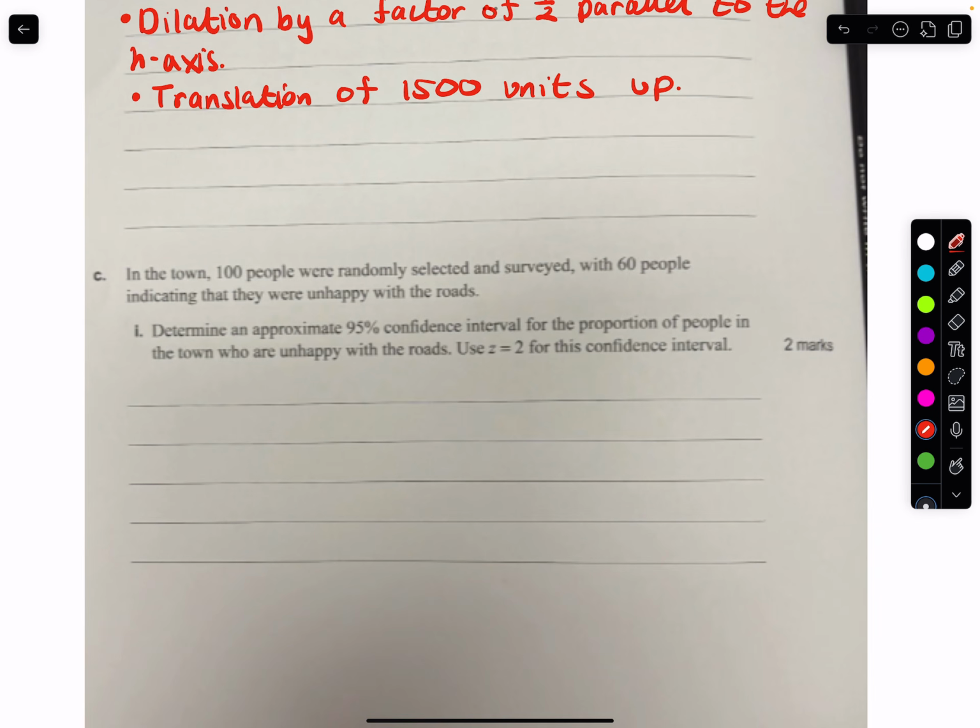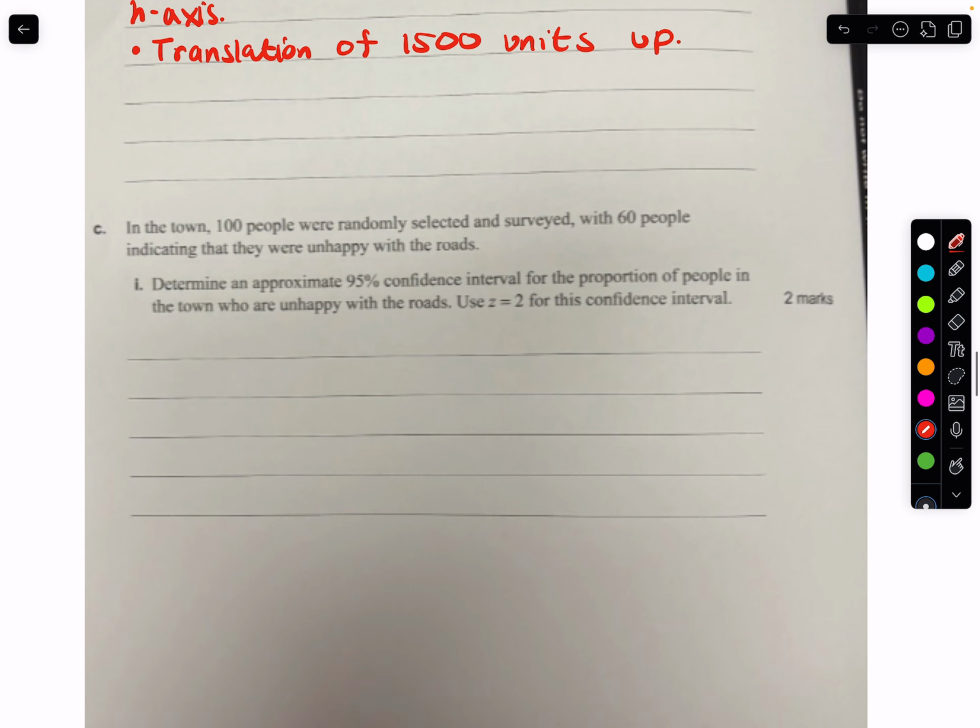In a town, 100 people were randomly selected and surveyed, with 60 people indicating that they were happy with the roads. Determine the approximate 95% confidence interval for the proportion of people of the town who were unhappy with the roads. Use z equals 2 for this confidence interval. Really nice question. So let's do that. Our p hat is 60 over 100, which is 3 over 5.